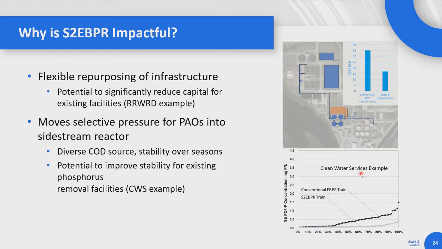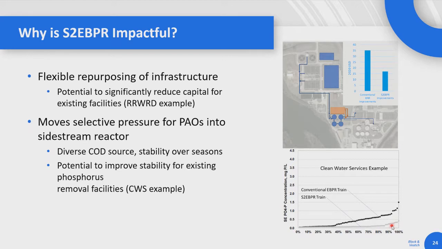So this was some testing that Clean Water Services did a few years back, where they had conventional EBPR, and you see the distribution of effluent phosphorus, where their 90th percentile performance was about 0.8 milligrams per liter, and they got above 1 a portion of the year. In a parallel S2EBPR train where they were doing some RAS fermentation, they significantly flattened that curve, right? So they're able to get more consistent performance because they diversified their carbon source, right? Whereas they might have been carbon limited portions of the year with a conventional EBPR train, now that we're accessing some of that COD that's stored in biomass, we're able to improve our stability and essentially get lower effluent limits.